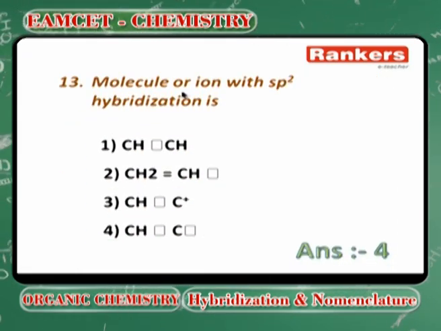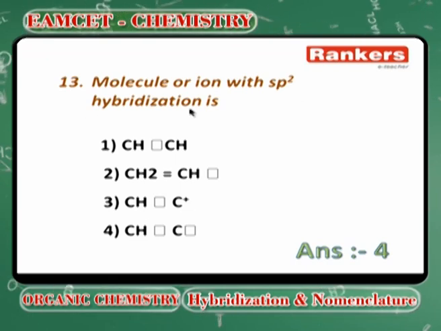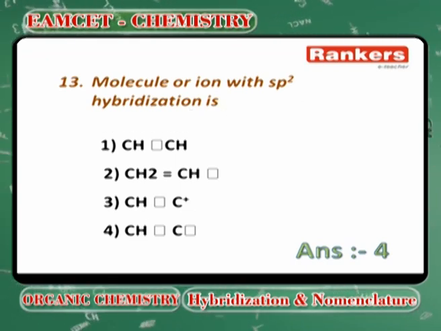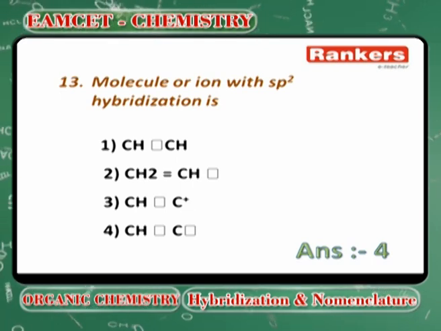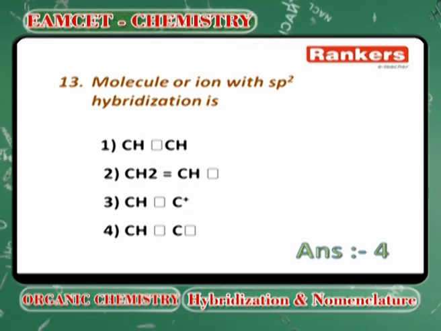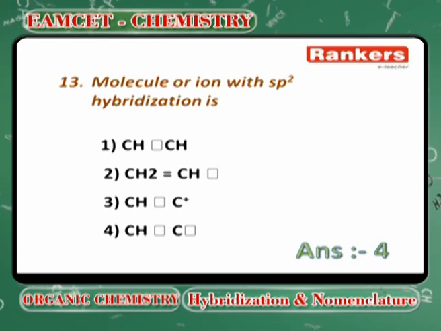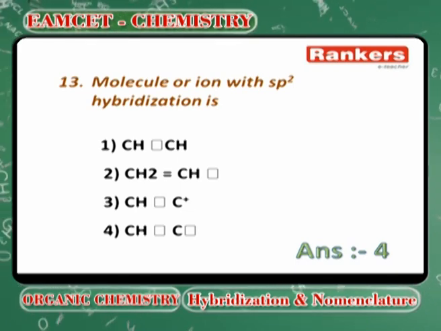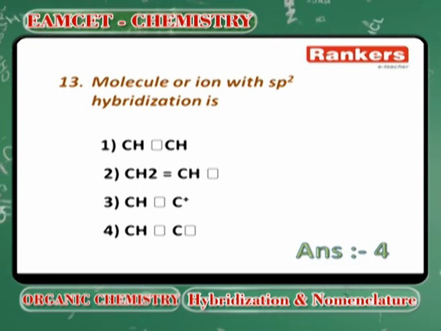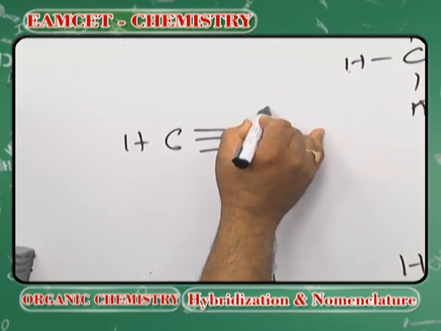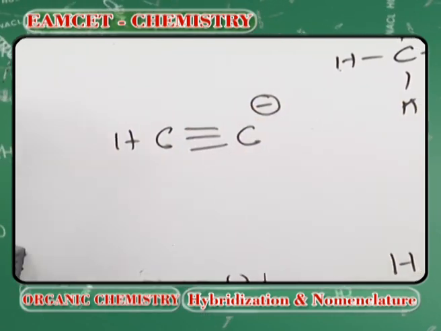The molecule or ion with sp2 hybridization. The answer is 4, that is CH triple bond C with a minus charge. I think it is not properly written. It is acetylene with the carbon carrying a minus charge. I think this was the question here.